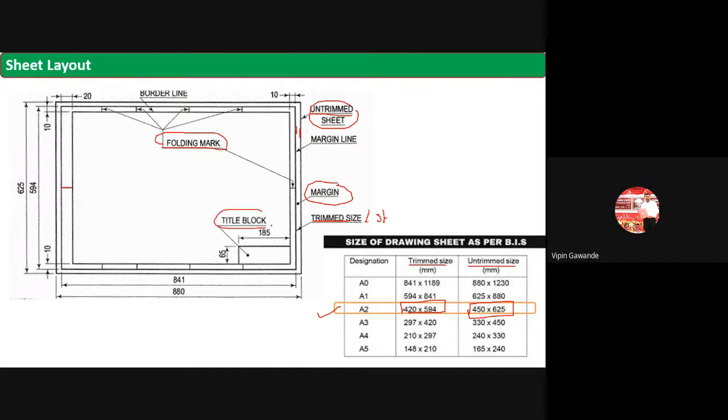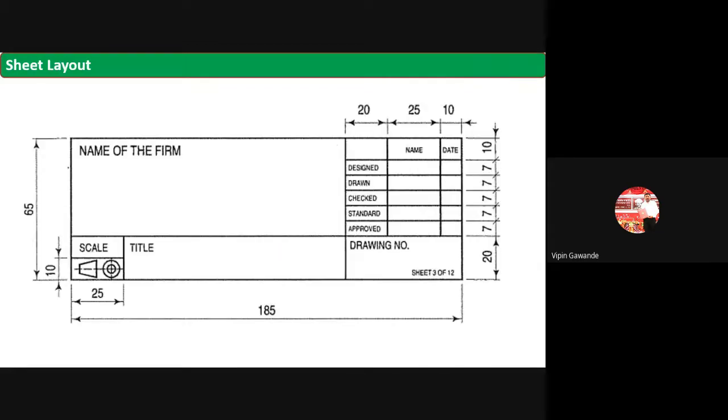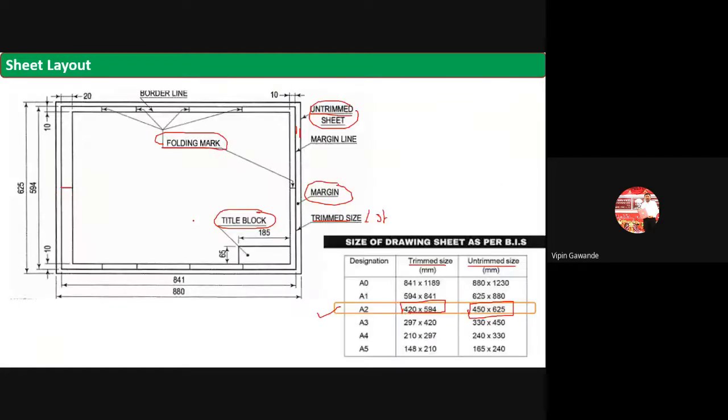Title block. What is the use of this title block? The title block gives us the information regarding what type of drawing we have drawn on the drawing sheet, or all the information regarding the drawing. Who has drawn the drawing? Who has checked the drawing? What are the standards? Who has approved the drawing? What is the drawing number? What is the title of that drawing? Which type of scale is used? And in which format, that means first angle projection method or third angle projection method. Likewise, all the information of the drawing sheet is given by means of this title block.